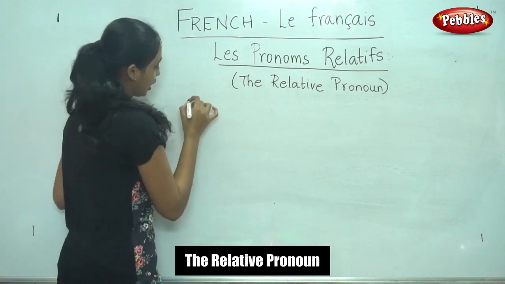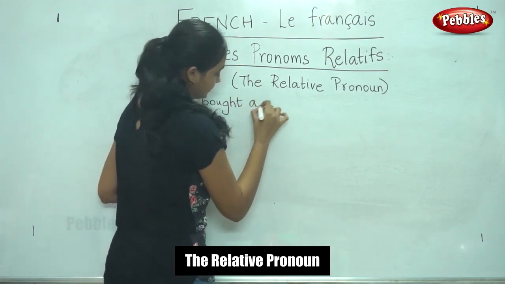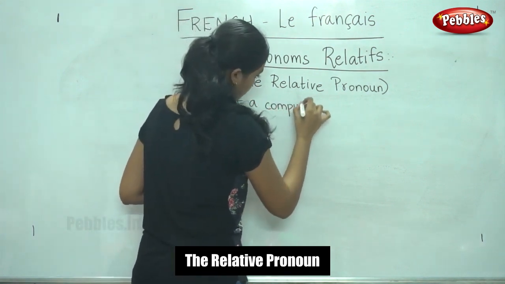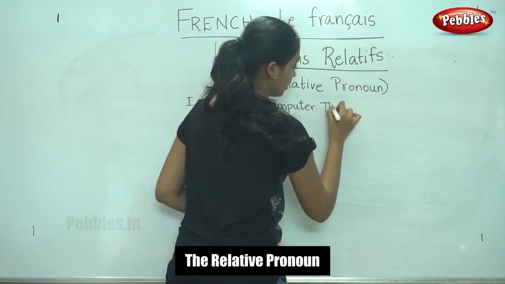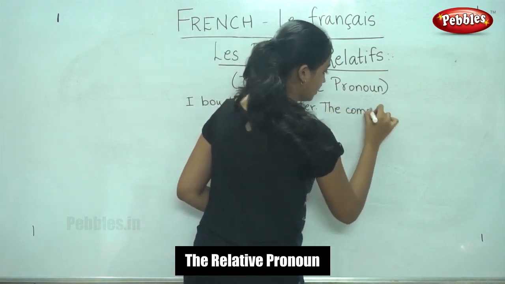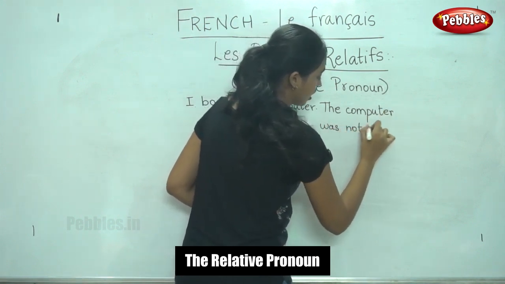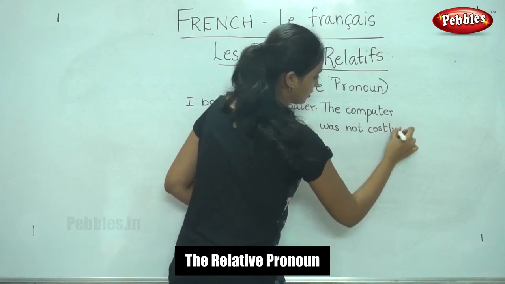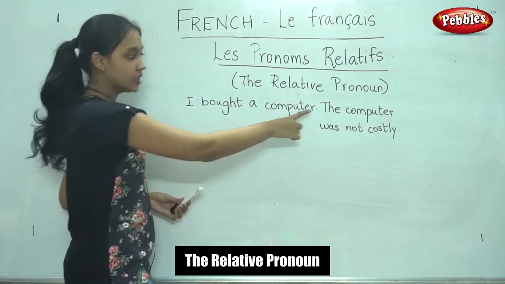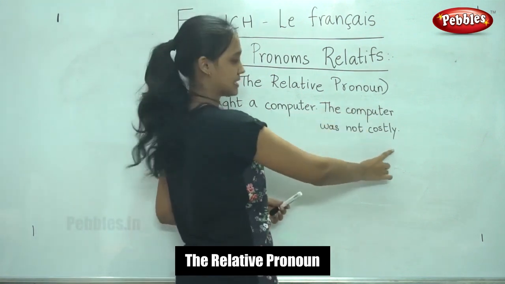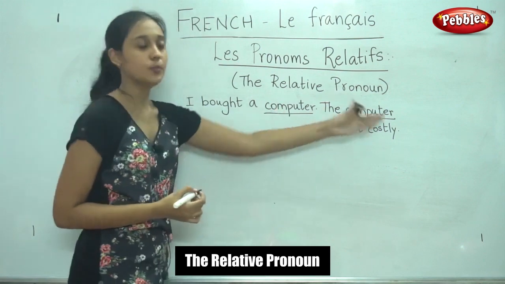For example, if I want to say, I bought a computer. The computer was not costly. Okay, so these are two sentences. I bought a computer. The computer was not costly. Now if you notice, this word is repeated.